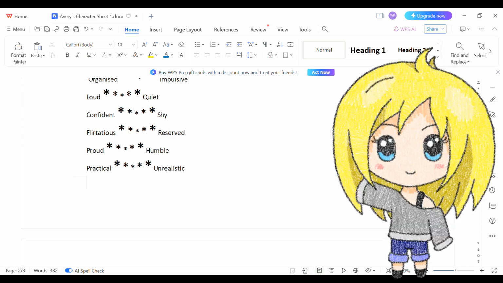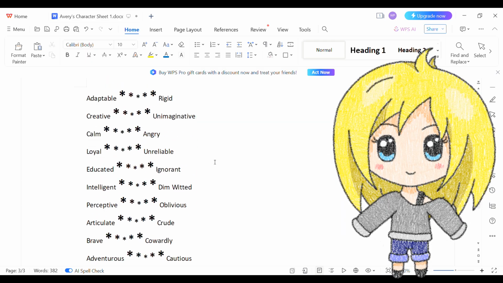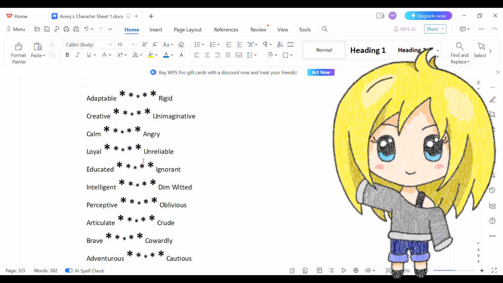Are they confident or shy? Are they flirtatious or are they quite reserved? Are they very proud or are they more humble? Are they a practical person or are they pretty unrealistic? Are they adaptable to changes in their life or are they quite rigid and set in their ways? Are they a creative, artistic person, or are they quite unimaginative and uninspired? Are they calm or are they prone to anger? Are they loyal to their friends and family, or do they have a tendency to be unreliable?